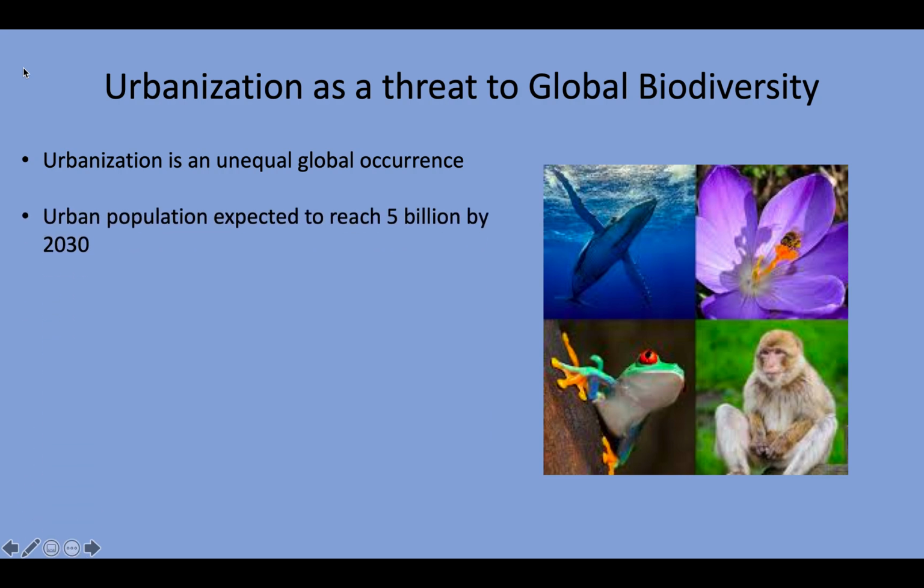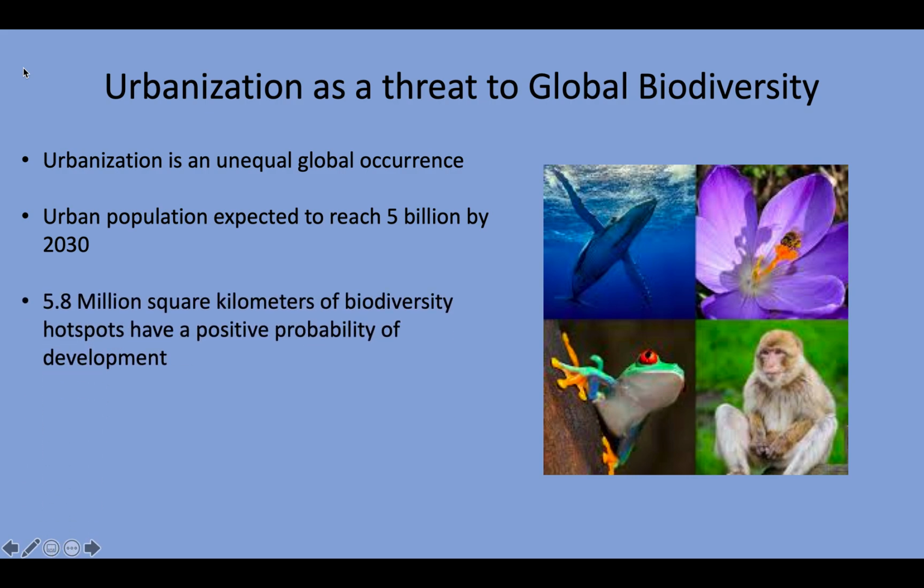And with those urban populations increasing, you're going to have increased extensification of urban areas, that is, extending out from the city center, and intensification, which is up or down. What's especially important for biodiversity is that around the world, in these biodiversity hotspots, these areas of very high biodiversity, you have 5.8 million square kilometers that have a positive probability of being developed. And that's just anywhere greater than 0%.